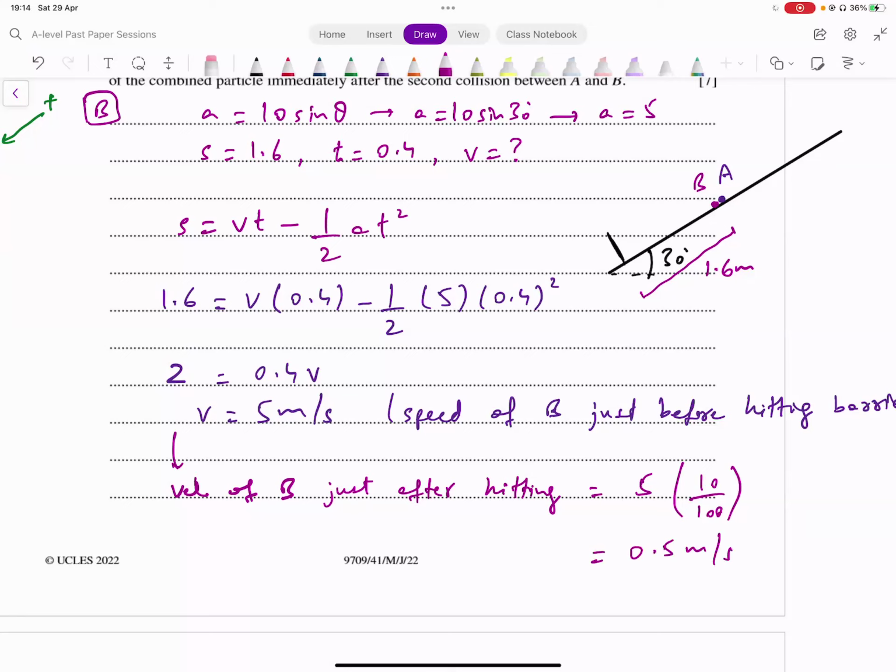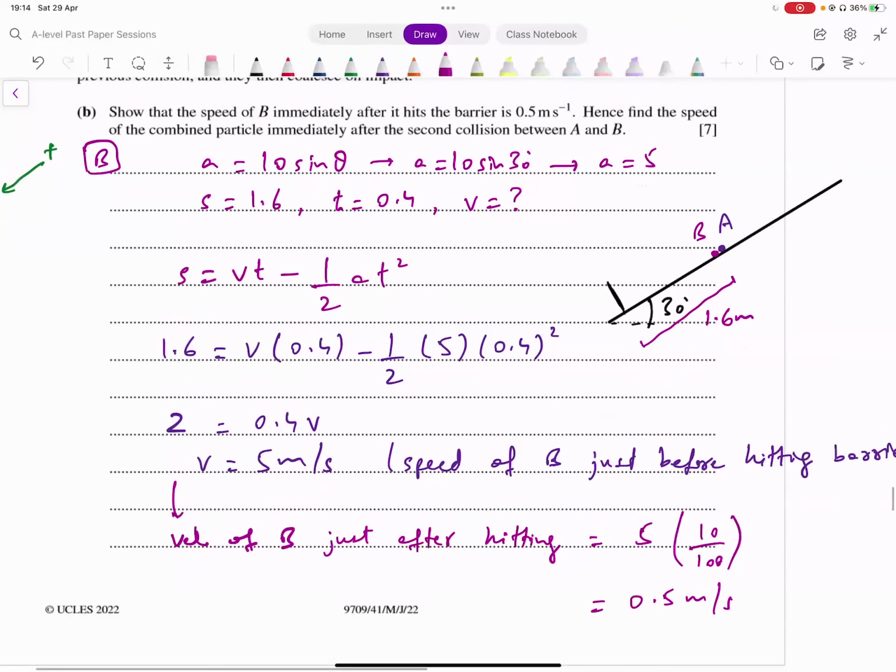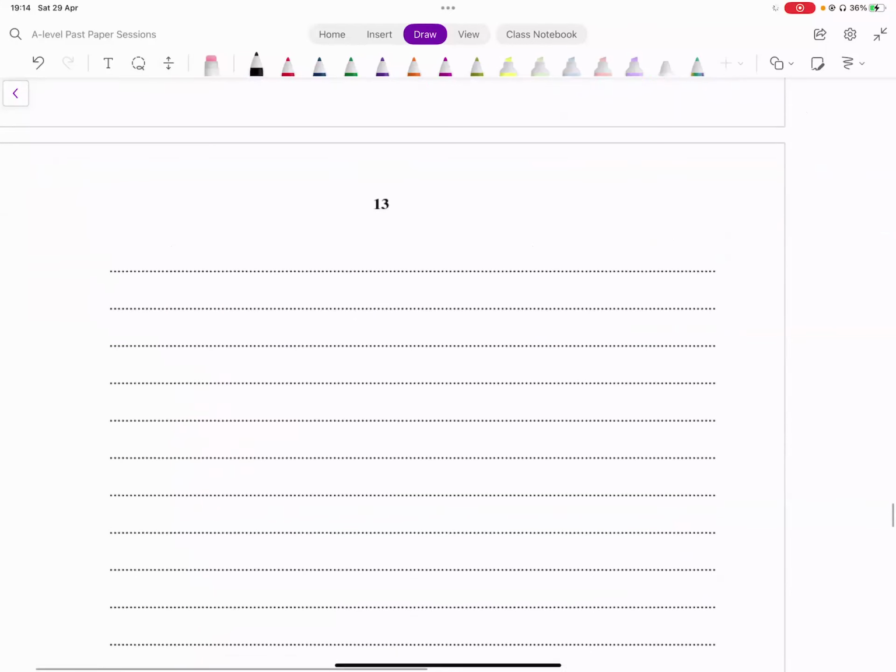And that's what you have to prove here first of all, कि जो speed है v की after hitting the barrier, that reduces to 0.5. Okay, so now we are at this point कि b ने barrier को hit कर लिया है और वो वापस rebound हो गया है, और उसके ऊपर की speed अब कितनी हो गई है, 0.5 हो गया. That's what we know. Now it says, hence find the speed of the combined particle immediately after the second collision between A and B. अब क्या होता है इस पॉइंट के ऊपर? Let me represent that here.